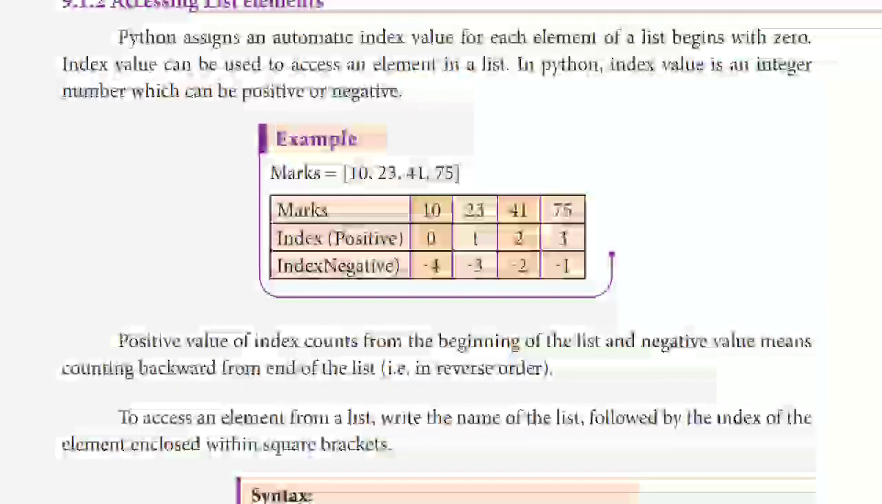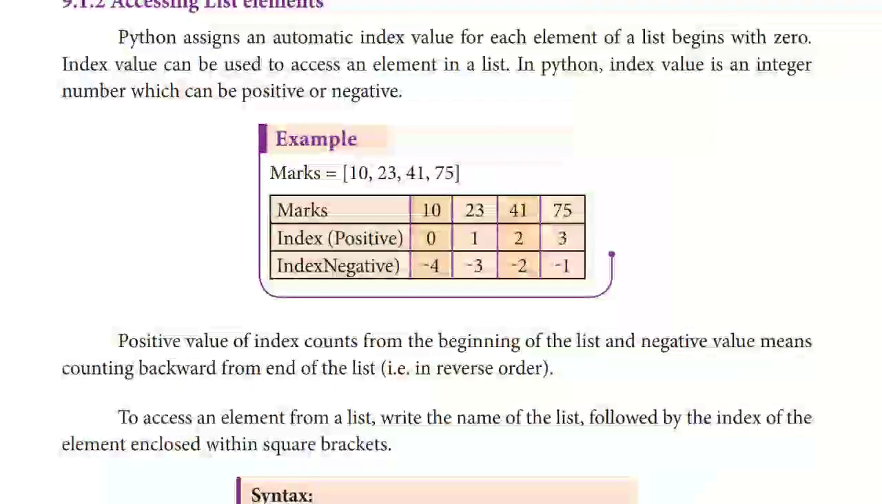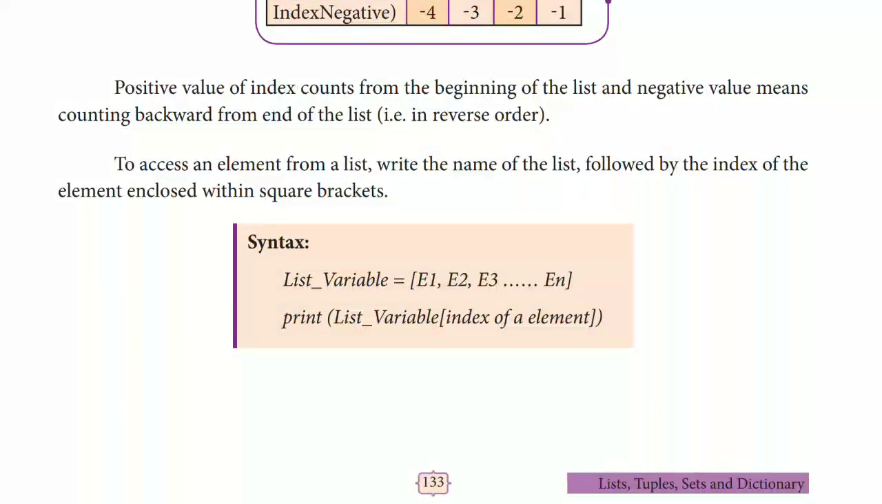To access an element from the list, write the name of the list followed by the index value of the element enclosed within square brackets. So here you can see they have given another example. List variable equal to e1, e2, up to en. They have created a list variable. If you want to print any one of the elements, you provide the list variable name, open square brackets, and use the index value of the particular element so that you can access it or modify it.